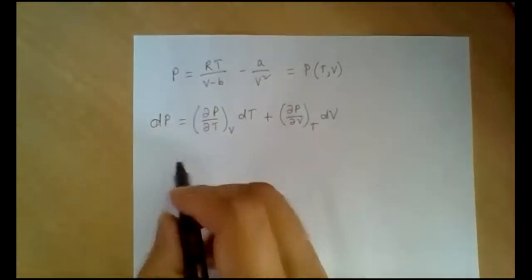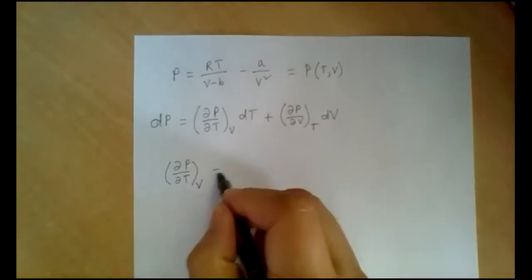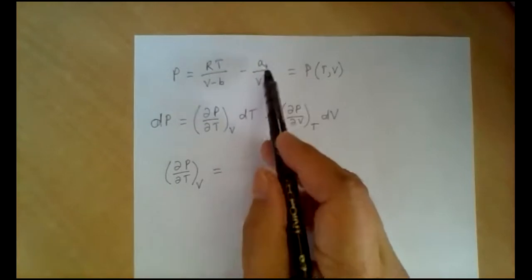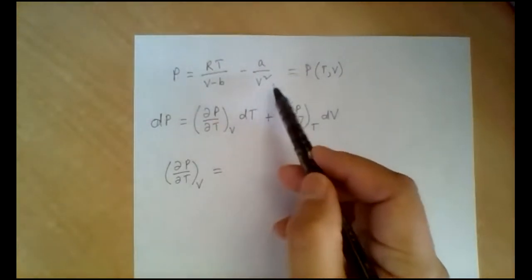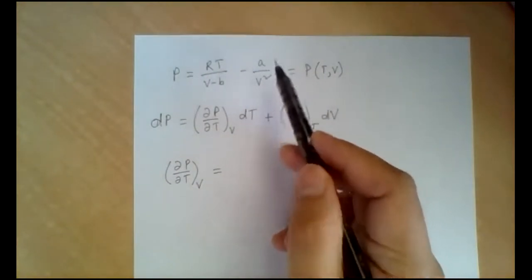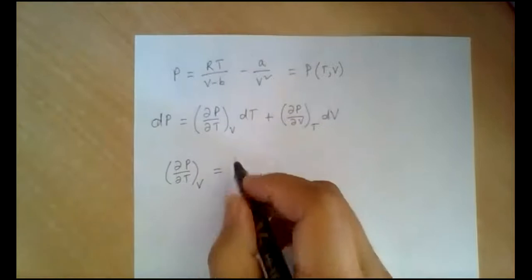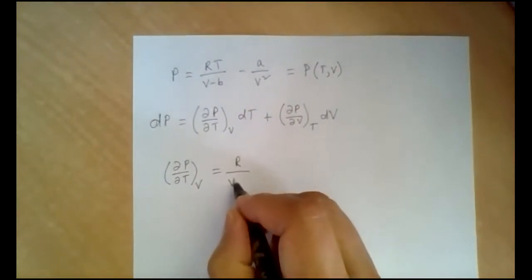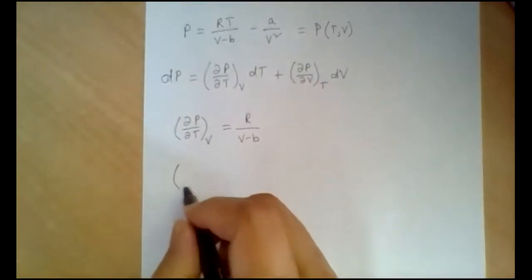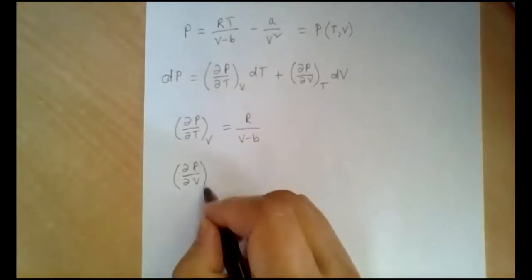Now for a given van der Waals gas, let us calculate del P by del T at constant volume. Let us differentiate this with respect to the temperature T, keeping the volume constant. Here A is a constant, V is a constant, so this term is a constant. So when we differentiate partially with respect to T, the contribution of this term will be 0. And the other term gives R by V minus B. Okay.